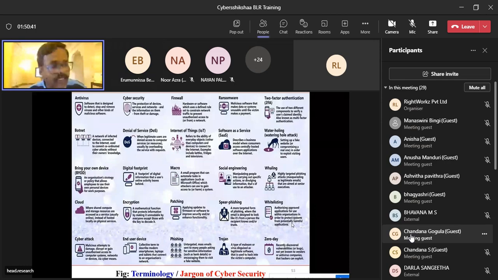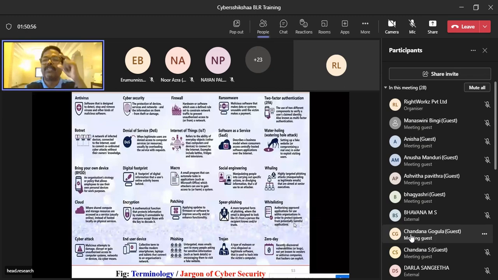Very good explanation. Keep it up. Now I'll continue the session. We have explained up to ransomware. Now we are moving to two-factor authentication.